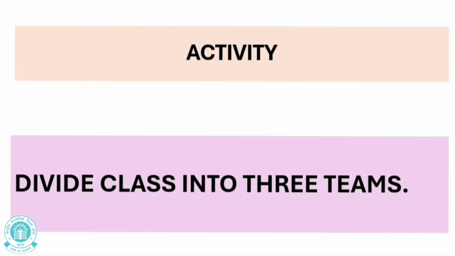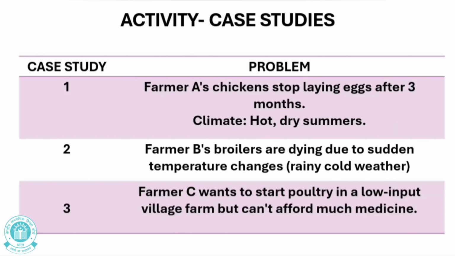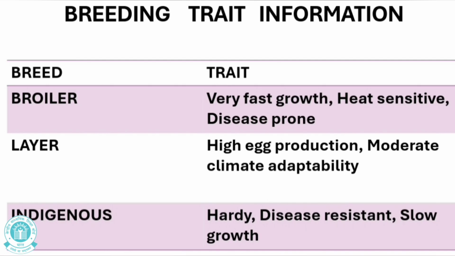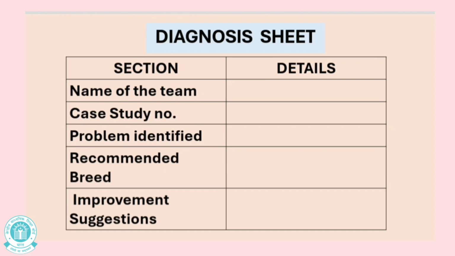You may give instructions like, divide students into teams, give each team a farmer case study to diagnose. Example cases like chickens dying in cold, low egg production, high disease losses. Then provide learners a breed trait information sheet as shown in the visual. Broiler: fast growth, low disease resistance. Layer: high egg yield, moderate adaptability. Indigenous: hardy, slow growth. Distribute diagnosis worksheets like the one we made.